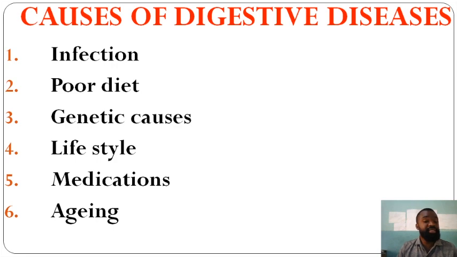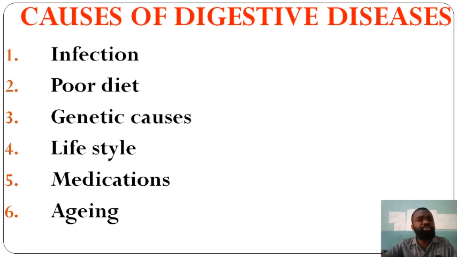That's why you see diabetes is one of the genetic diseases. You find out that this ailment is in that family. So it keeps going that way. Lifestyle: too much stress can cause digestive diseases. It can affect your digestive organs. Too much stress. Lack of exercising. Now, medications.